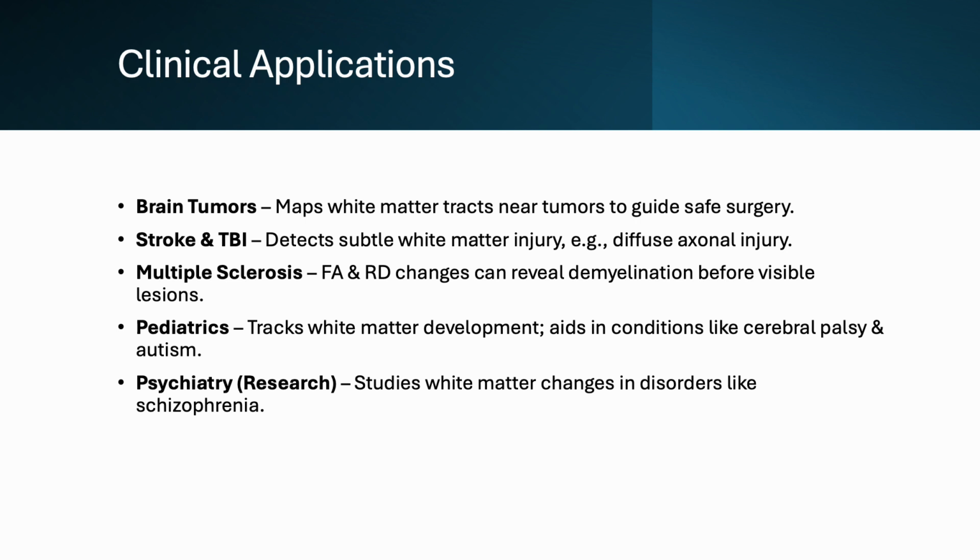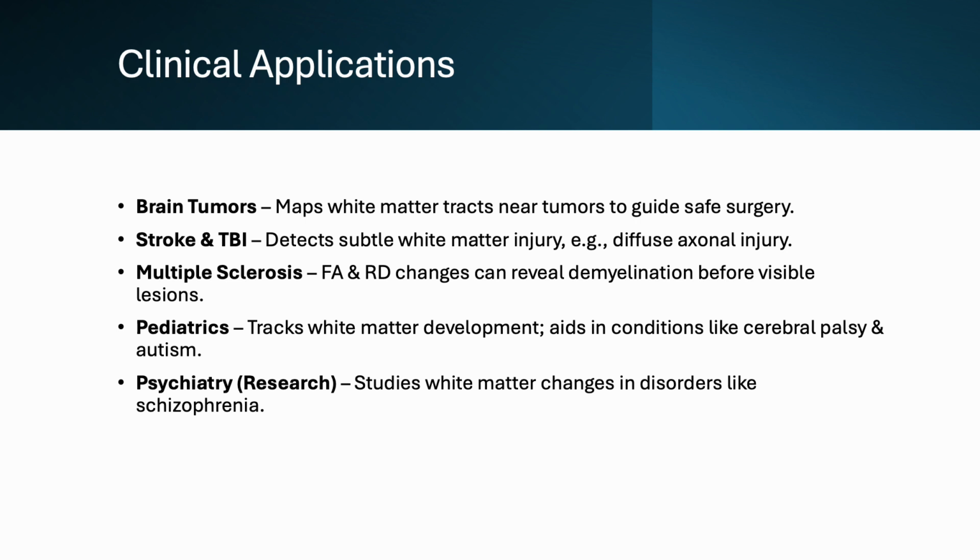It can also be used in stroke and traumatic brain injury, and this can reveal subtle changes in white matter, even when the conventional MRI still appears normal. And this is especially valuable in cases like diffuse axonal injury, which can be very hard to detect otherwise. In multiple sclerosis, DTI metrics such as fractional anisotropy and radial diffusivity can sometimes help us pick up signs of demyelination before we see the lesions on T2 or FLAIR sequences.